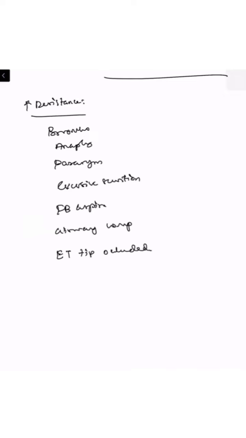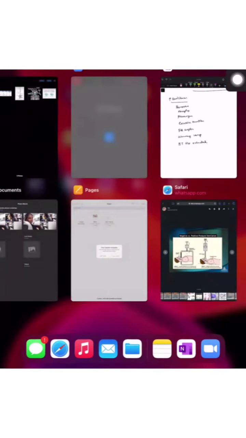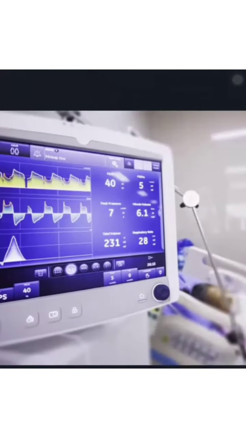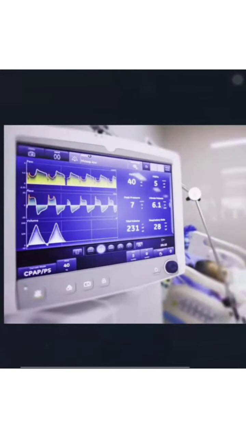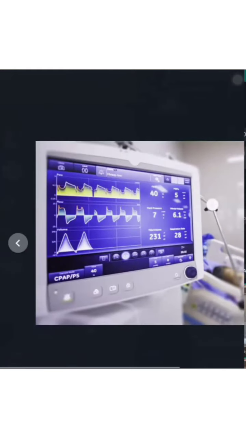So in mechanical ventilators, for example, this is the mechanical ventilator. We have the P peak pressure. Here we have a P peak pressure of almost 7. In this waveform, you can identify that during inspiration, the pressure is increasing and it is maximally reaching the peak. That is called the P peak. Normally, this P peak will be less than 31.